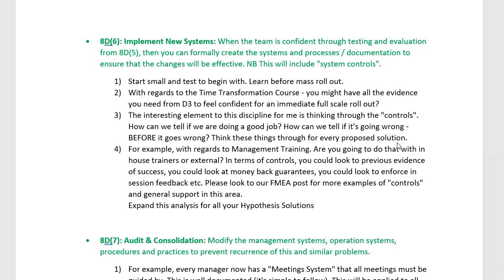For example, with regards to management training, are you going to do that with in-house trainers or external? In terms of controls, are you going to look at previous evidence of success? You could look at money-back guarantees. You could look to enforce in-session feedback. Please look to our FMEA post for more examples of controls and general support in this area.